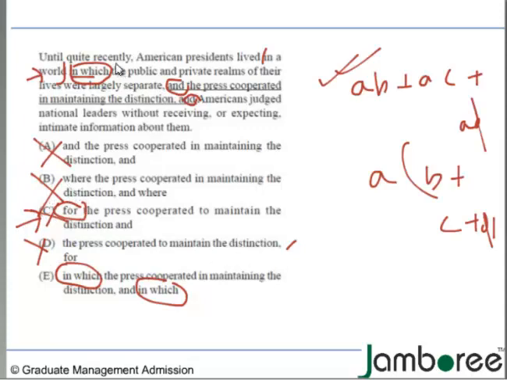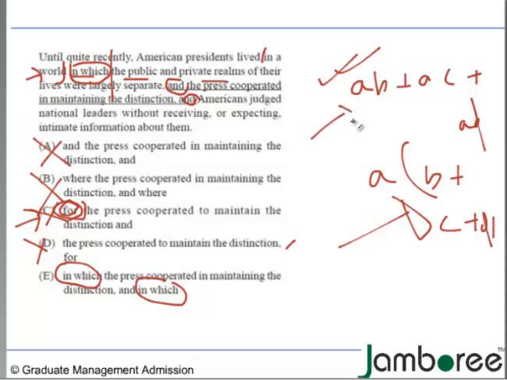No. If "in which" is out, then I need a noun here, but it has the preposition. I don't need a preposition. So option C is not eliminated because it is not in this format. It is eliminated because if the "for" was not here and it was just the press, then it would have been fine. Then it's the public, the press, Americans, so great. But I have this "for" which is throwing my parallel construction off. That's why I go with E.